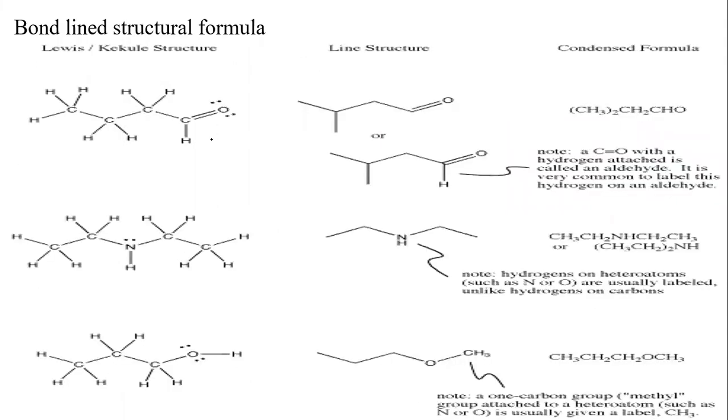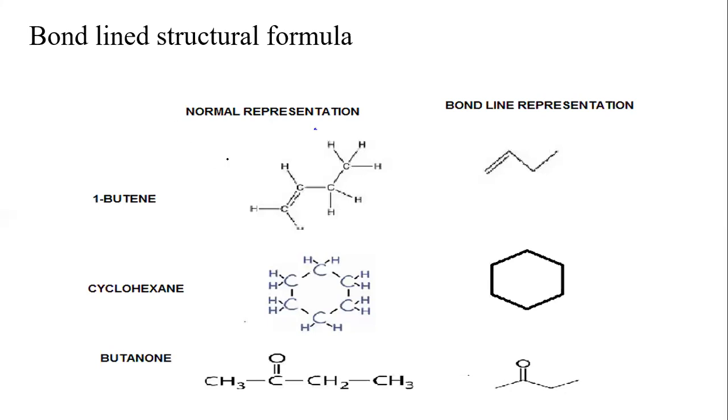And coming to the bond line structure, students, we are simply ignoring the symbols and instead we just draw lines. Each dot is considered a carbon atom. This is one carbon atom, this is one carbon atom, or this is one carbon atom. Or if there is any other group, we just write its name, right? So it's a line representation. We consider each dot as one carbon. This is called the bond line structural formula.